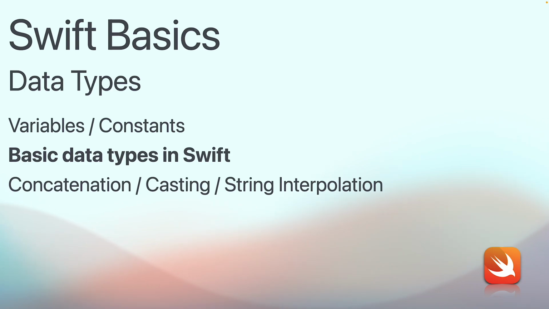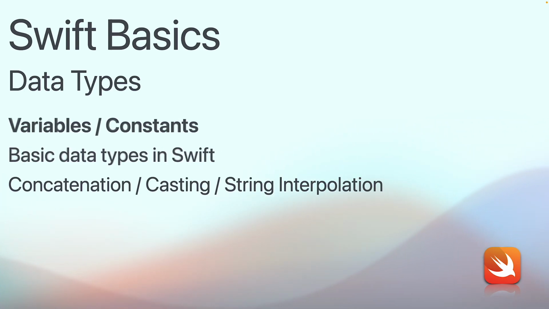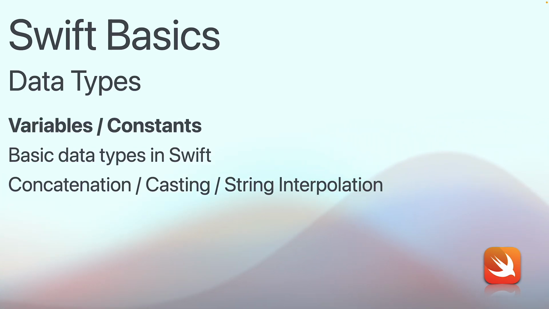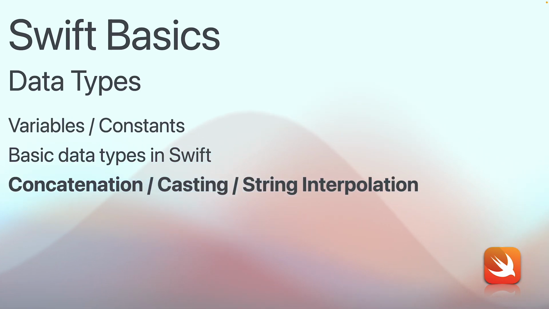Today we've covered some basic data types in Swift, how to declare and assign them as constants or variables, how to reassign variables, and how to use concatenation, string interpolation, and casting to combine data in meaningful ways. Go ahead and practice what we've covered in this video.